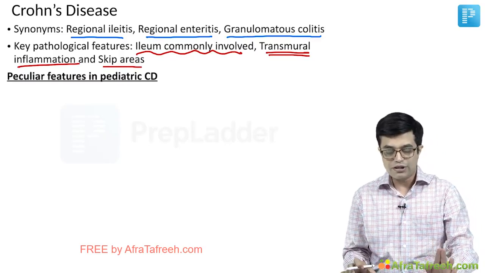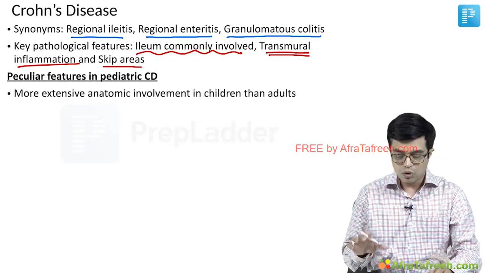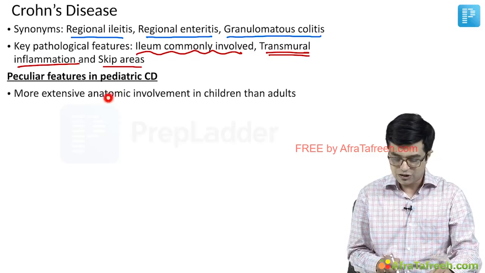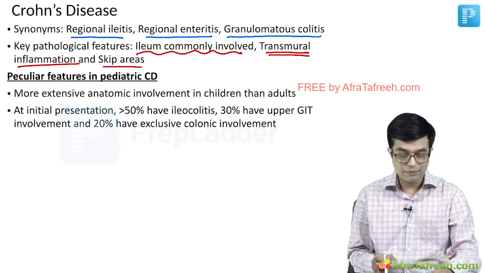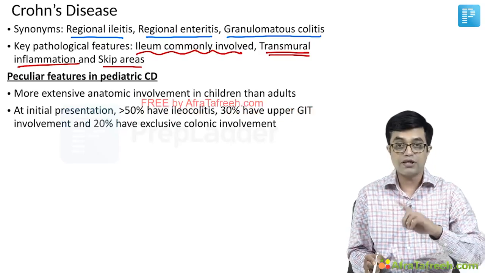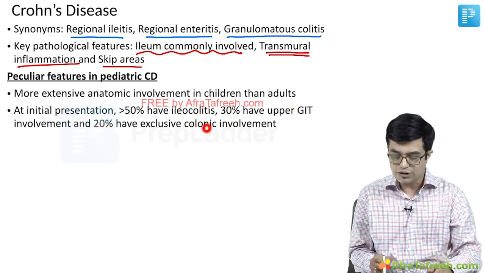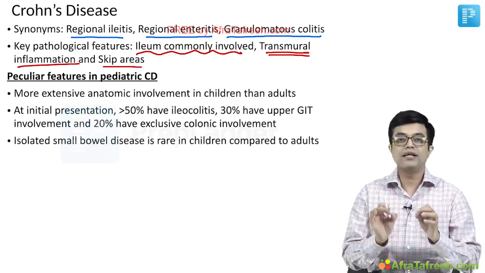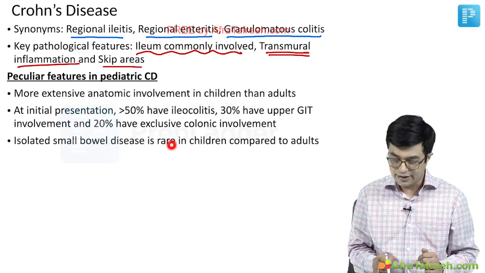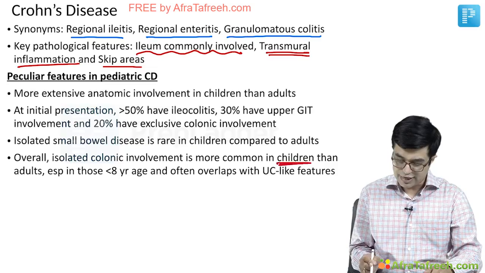So what are the peculiar features in pediatric Crohn's disease compared to adult? First of all, there is more extensive anatomical involvement seen in children than adults. Second, at initial presentation, more than 50% are found to have ileocolitis. 30% are found to have upper GI involvement, which is very atypical in adults, and 20% have exclusive colonic involvement. Isolated small bowel disease, that is pure ileitis, which is commonly seen in adults, is rare in children. And overall, isolated colonic involvement is more common in children as compared to adults.